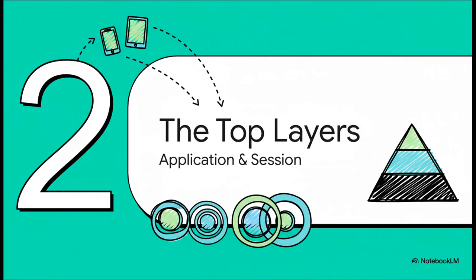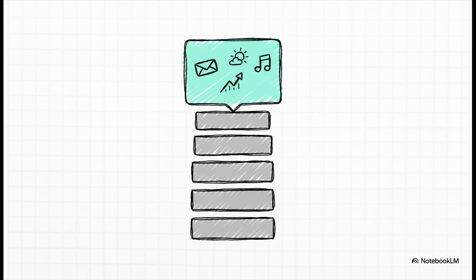So let's start at the top, with the layers that are closest to what you, the user, would have actually seen and interacted with. We're talking about the application and session layers. Right at the very top of the stack, we have the Wireless Application Environment, or WAE. This is basically where all the apps and services lived.